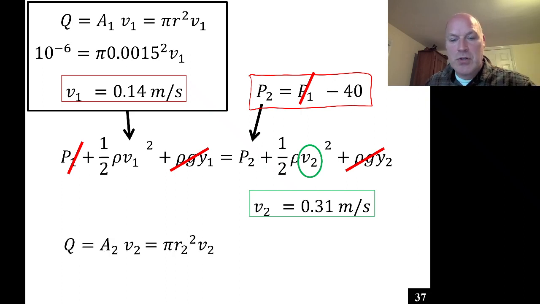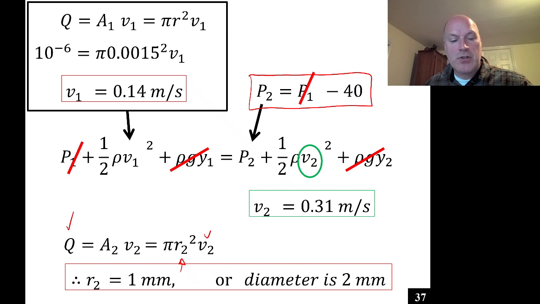Good. Then we go back to our continuity equation again, and we're going to say the flow rate that they gave us is equal to area 2 velocity 2, pi r squared V2. We know Q, we know V2, we're going to get R2. R2 works out to be 1 millimeter. Okay, great. The diameter, we double it, 2 millimeters. That's how you do this problem.